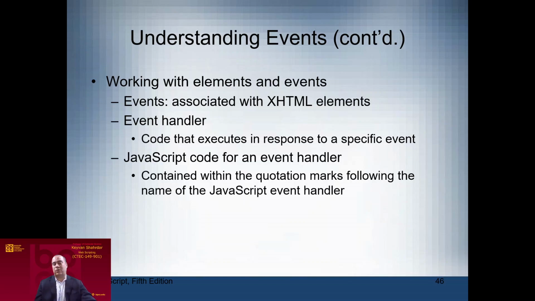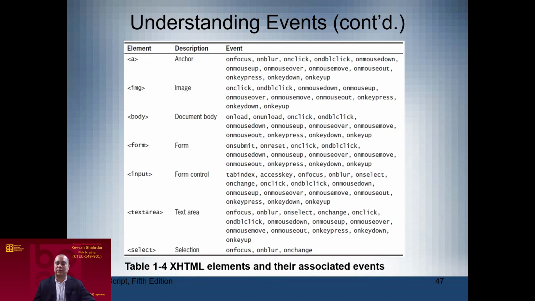So if you are going to click on a radio button, you want something to occur if that happens. So JavaScript code for an event handler is contained within the quotation marks following the name of the JavaScript handler. And so you could understand better, you have this element.